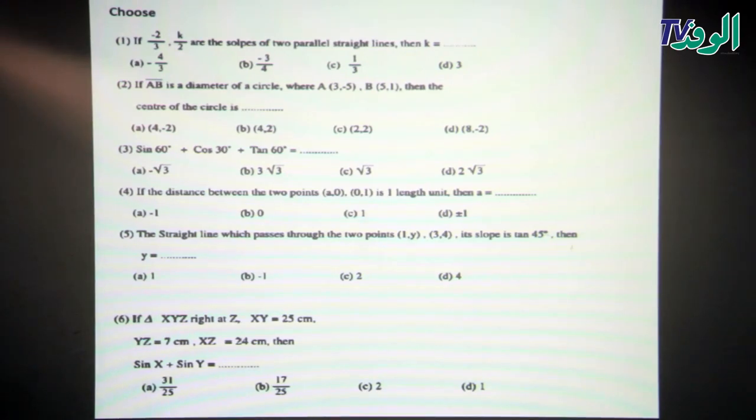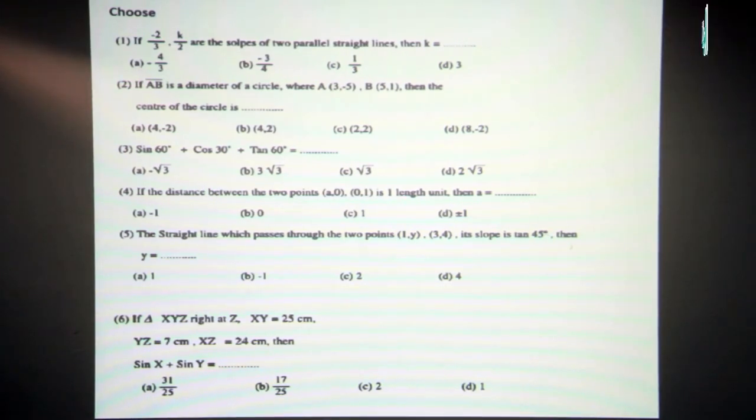Choose the correct answer. Number 1. If negative 2 over 3 and k over 2 are the slopes of two parallel straight lines, then k equals: negative 4 over 3, negative 3 over 4, 1 over 3, or 3. Number 2. If AB is a diameter of a circle where A(3, -5) and B(5, 1), then the center of the circle is which of the four choices: (-2, 4), (2, 2), (2, 8), (-2).